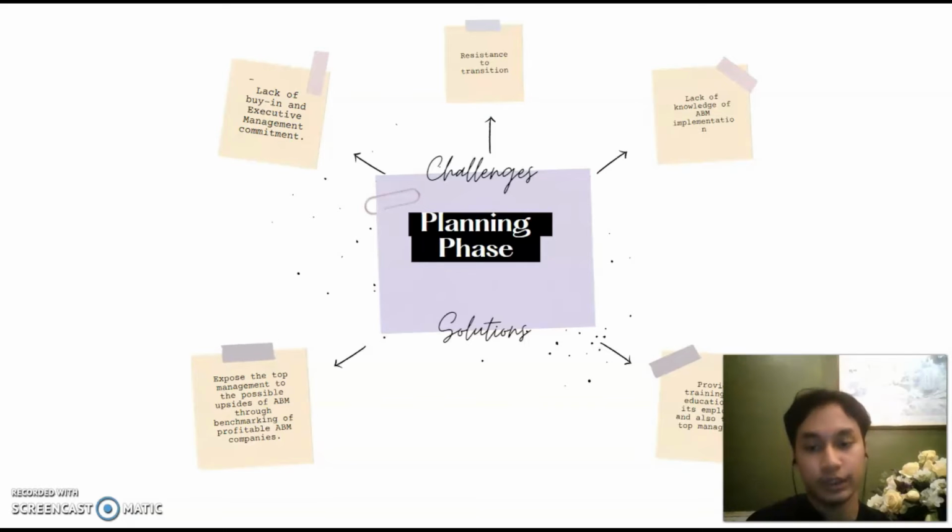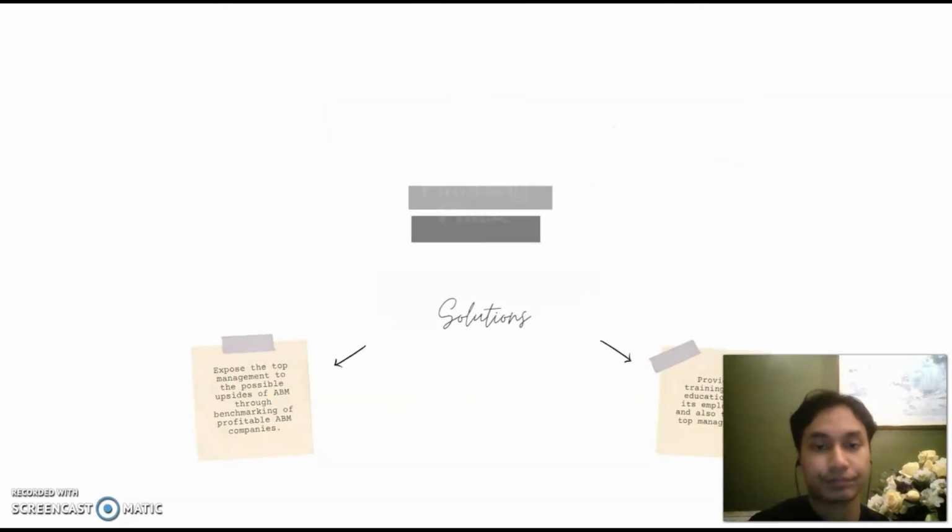To combat this, we can expose the top management to the possible upsides of ABM through benchmarking of profitable ABM companies. With this, the top management can see the tangible benefits of the implementation of ABM in other profitable companies. Next is the lack of knowledge of ABM implementation. To solve this, we can provide training and education to the company's employees and also to its top management.